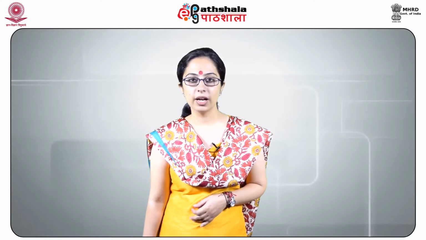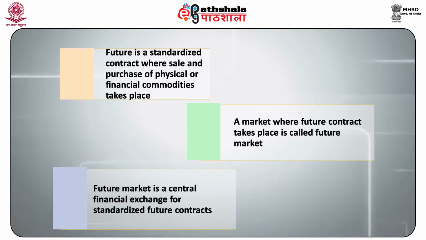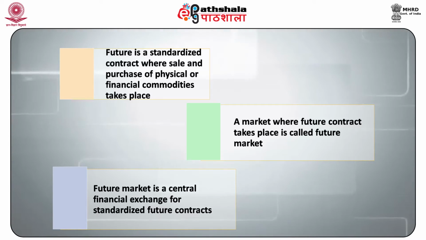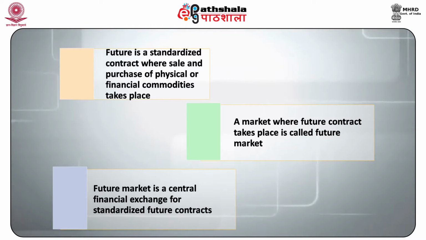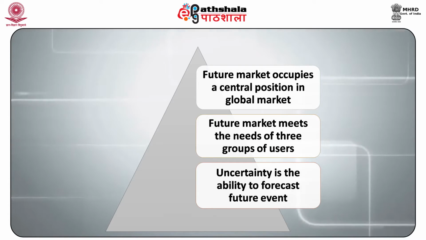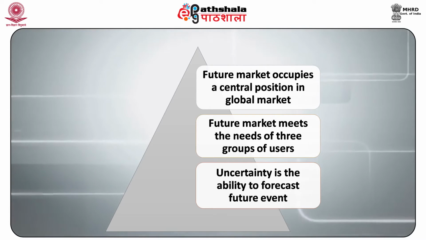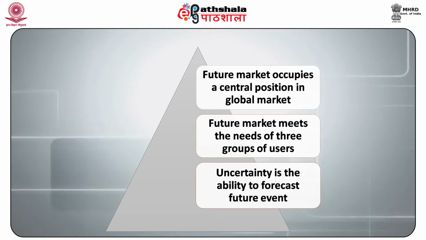Let us now summarize what we have learnt so far. Future is a standardized contract where sale and purchase of physical or financial commodities takes place. A market where future contracts take place is called a future market. A future market is a central financial exchange for standardized future contracts. A future market occupies a central position in the global market. A future market meets the needs of three groups of users.